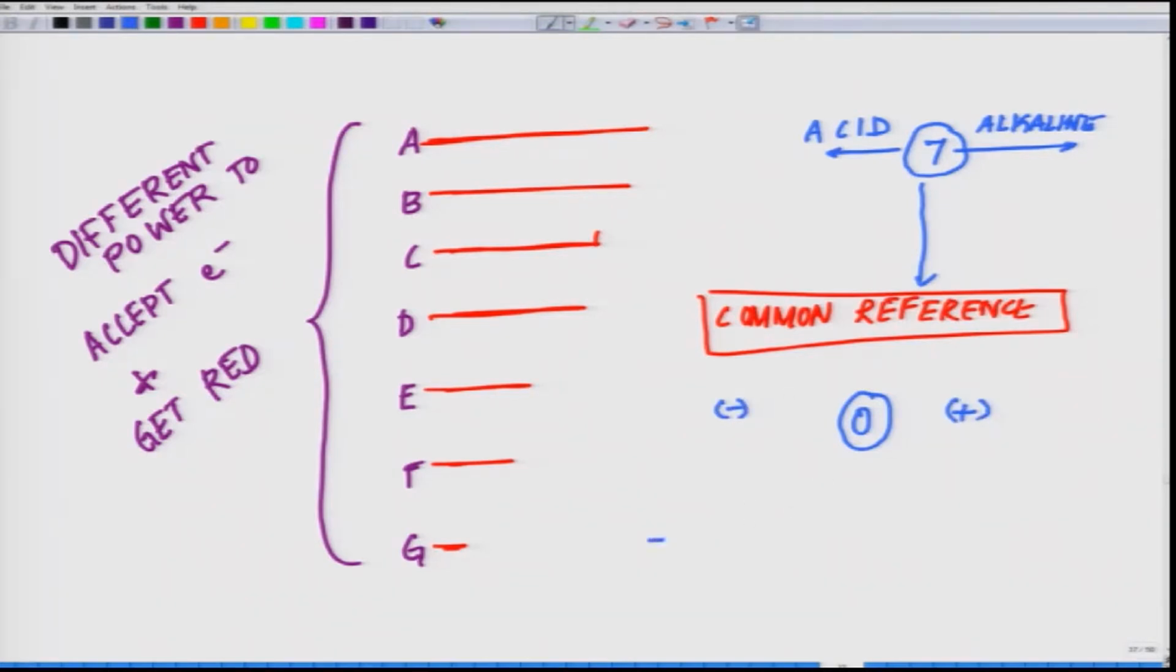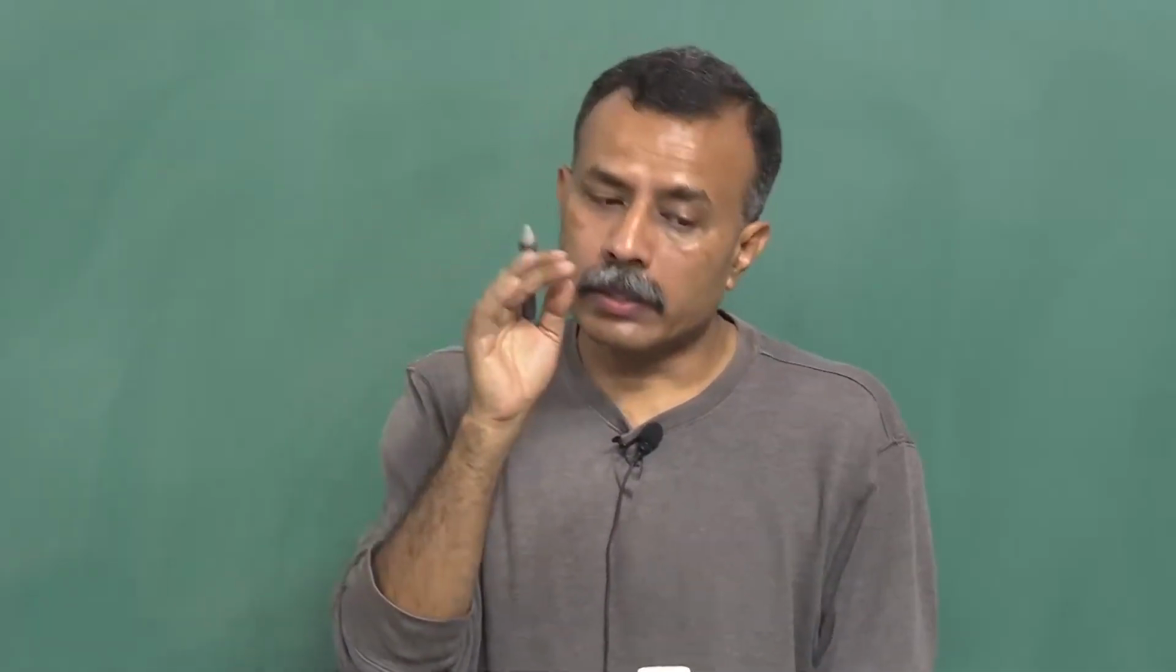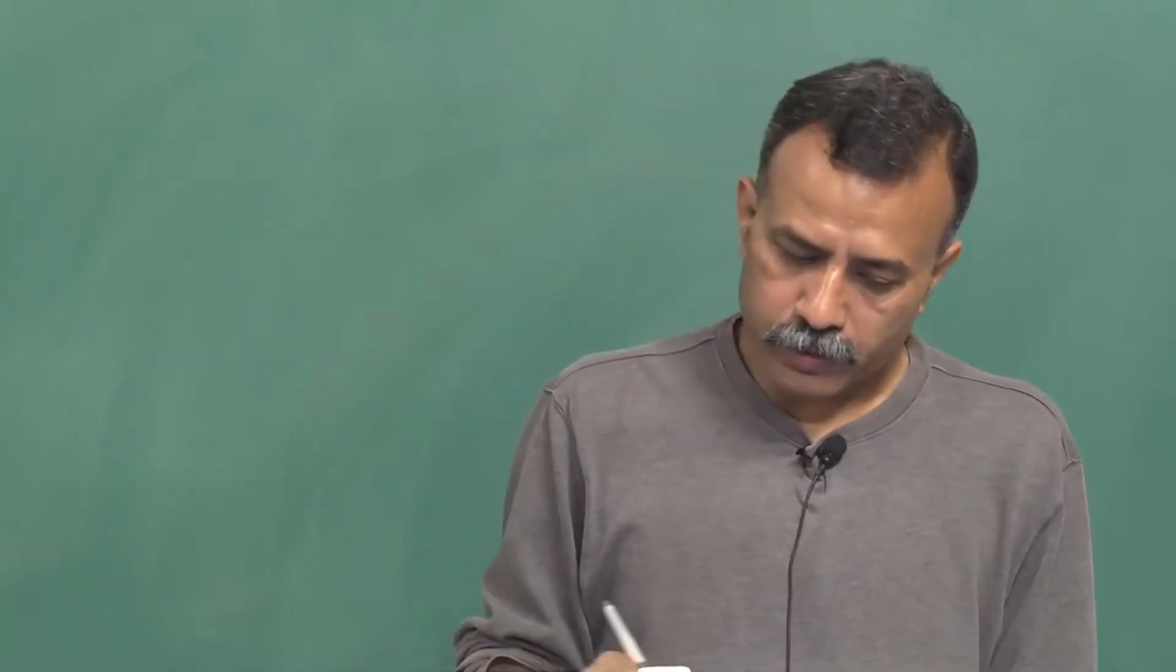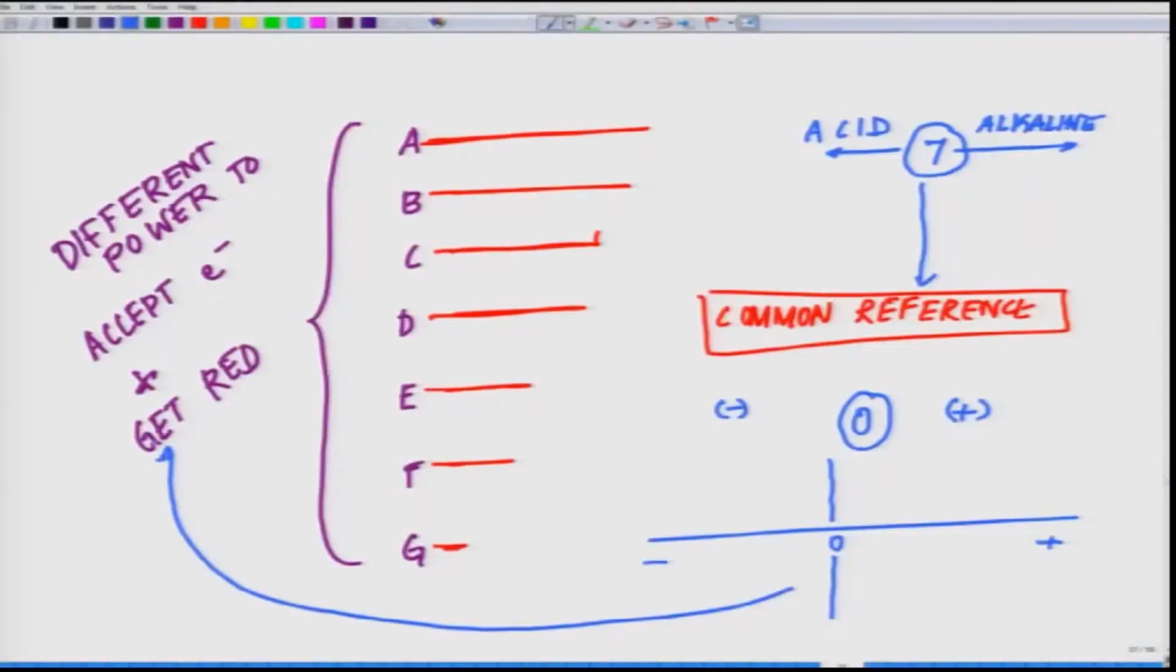Which side of the number line you are going? Positive, I could have negative. Based on that, I will be able to give different numbers to the power of accepting electron or donating electron, whichever. At this point we will only talk about the accepting electron because we are talking about the reduction potential.